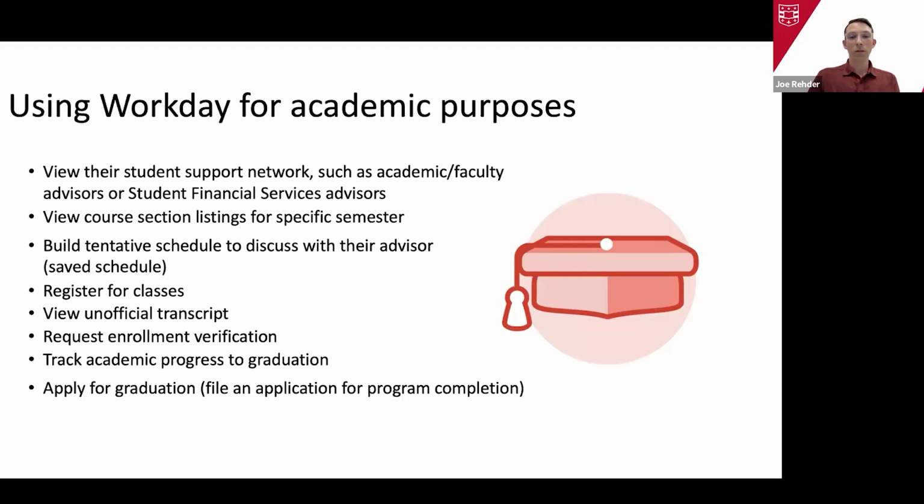When it comes to course planning, students can browse the course section listings for any given semester, and they can build a tentative schedule called a save schedule, which they can then review with their advisor before they actually register for their courses. Students register for classes directly in Workday. They can also view their unofficial transcript, request an enrollment verification letter, track their academic progress toward graduation, and when the time comes, apply for graduation, which Workday calls filing an application for program completion.